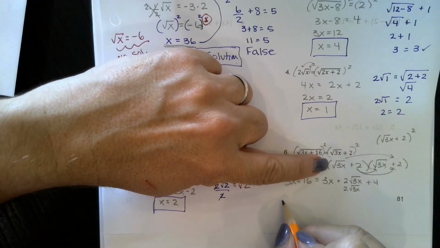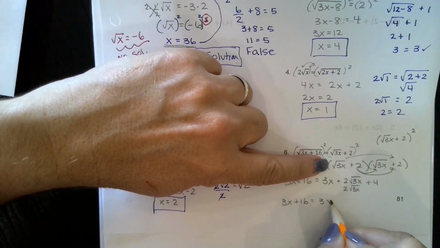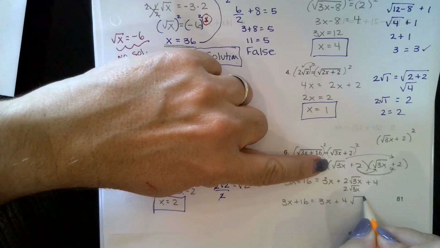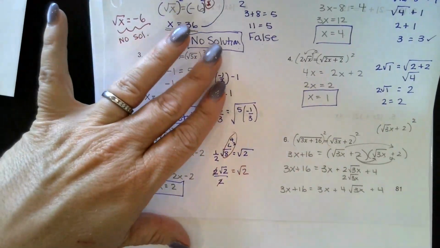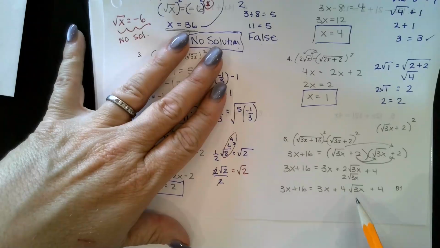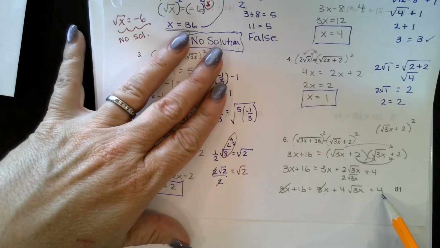So when I do the math here, what you see is that I still have a radical, right? I still have this middle term right here. So I'm going to move everything around and see what I have. So if I subtract 3x from this side, subtract the 3x from this side, it goes away. If I subtract 4 from this side, I end up with 12 over here.